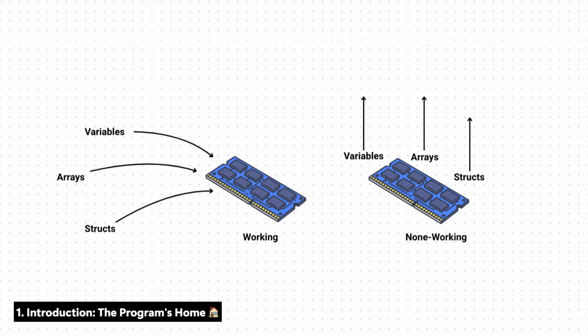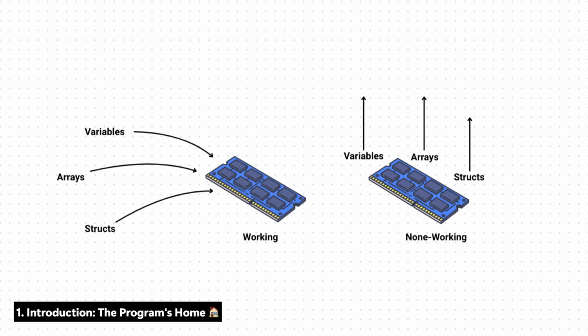1. Introduction, the program's home. Welcome to the Intermediate C Programming course, beginning with Section 01, Advanced Pointers. Before we dive into complex pointer manipulations, we must first understand the environment where our C program lives and breathes: memory. When your program executes, the operating system gives it a dedicated region of random access memory, RAM.